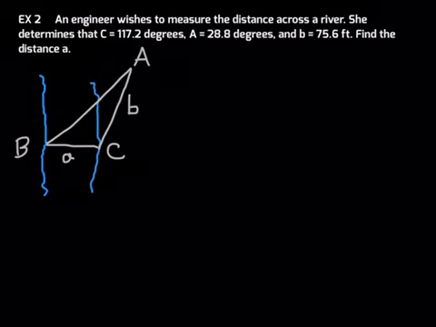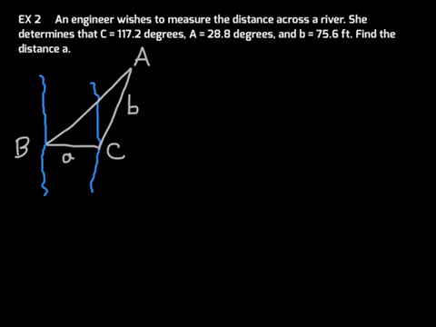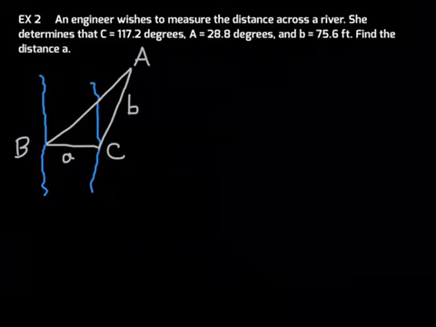All right, cool. Let's go to the next example. Check out this problem. An engineer wishes to measure the distance across a river. She determines that angle C is 117.2 degrees, angle A is 28.8 degrees, and B is 75.6 feet. Find the distance A.